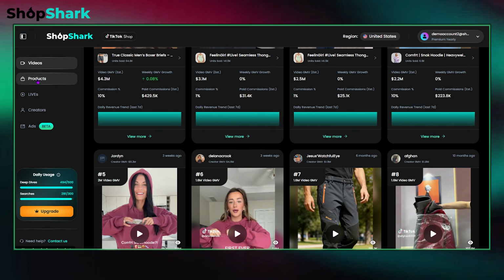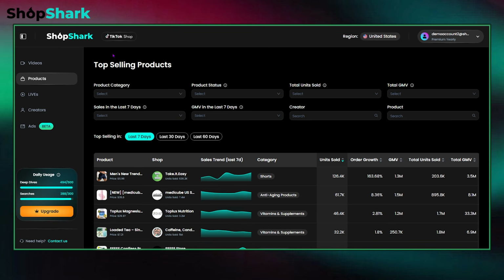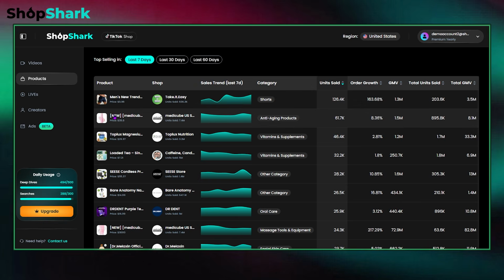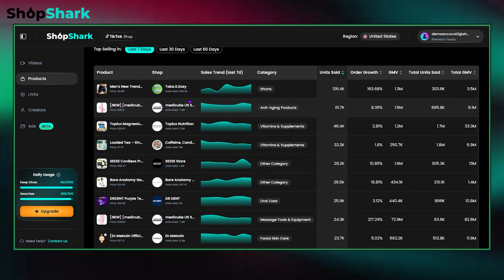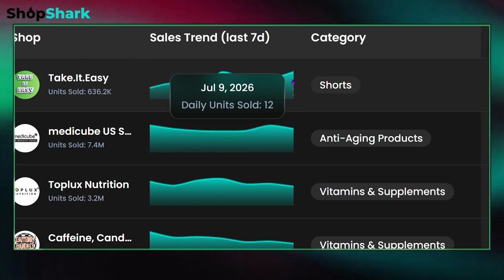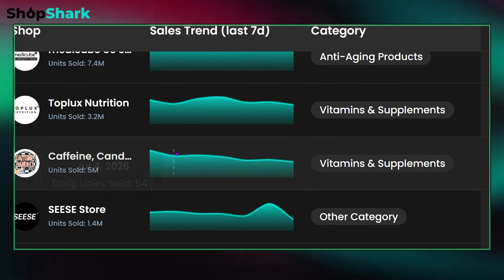For this test, I start with product discovery. I am looking for a product that has enough activity to prove there is demand, but not one that already feels completely saturated. So instead of searching randomly, I look for products with recent momentum, strong engagement, and a trend line that is still moving in the right direction.